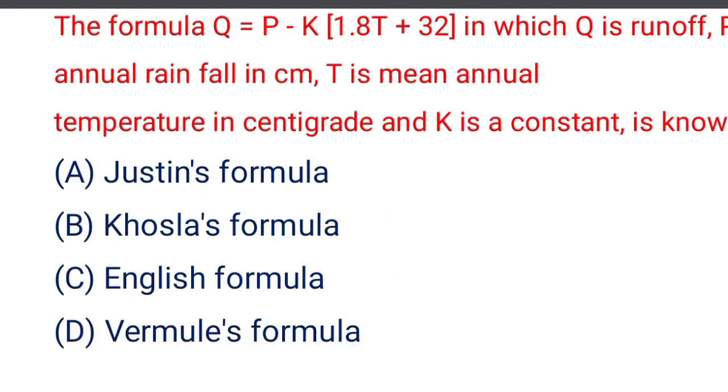Next question, the formula Q equal to P minus K into (1.8T plus 32), in which Q is runoff, P is annual rainfall in centimeter, T is the mean annual temperature in centigrade, and K is a constant, is known as option A Justin's formula, option B Khosla's formula, option C English formula, option D Vermule's formula. The correct answer is option B Khosla's formula.